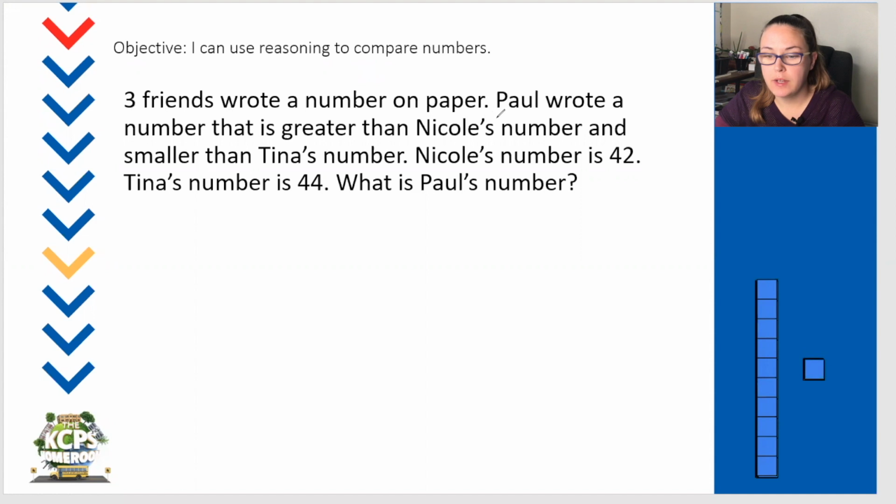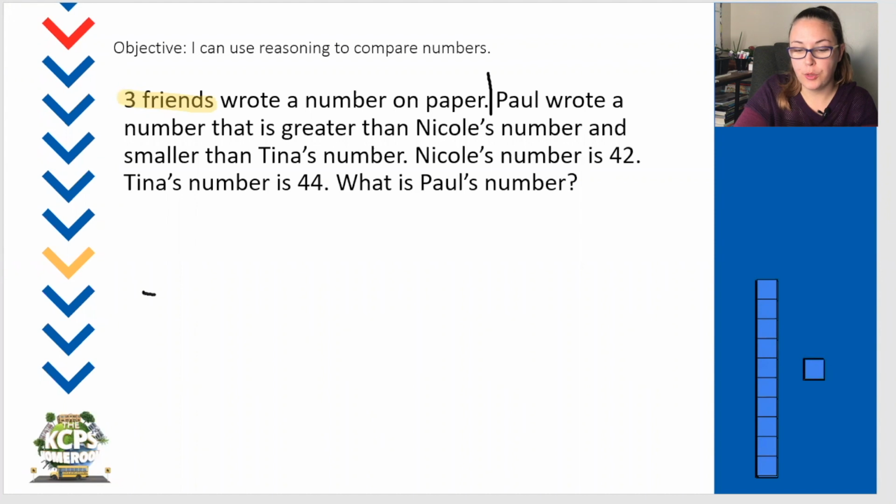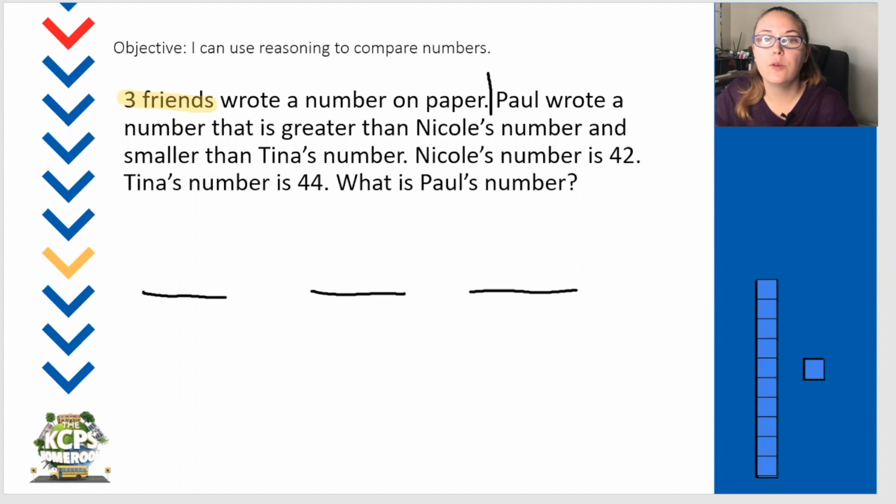3 friends wrote a number on paper. Does that tell you how we're going to do the math? Does that give you any clue as to what we should calculate or an answer we should find? I don't think so. But what it does tell us is that we're going to have 3 things to compare because we have 3 friends. Okay? So I am going to note that down here, I'm just going to put 3 lines so that I know I will have 3 numbers at the end.